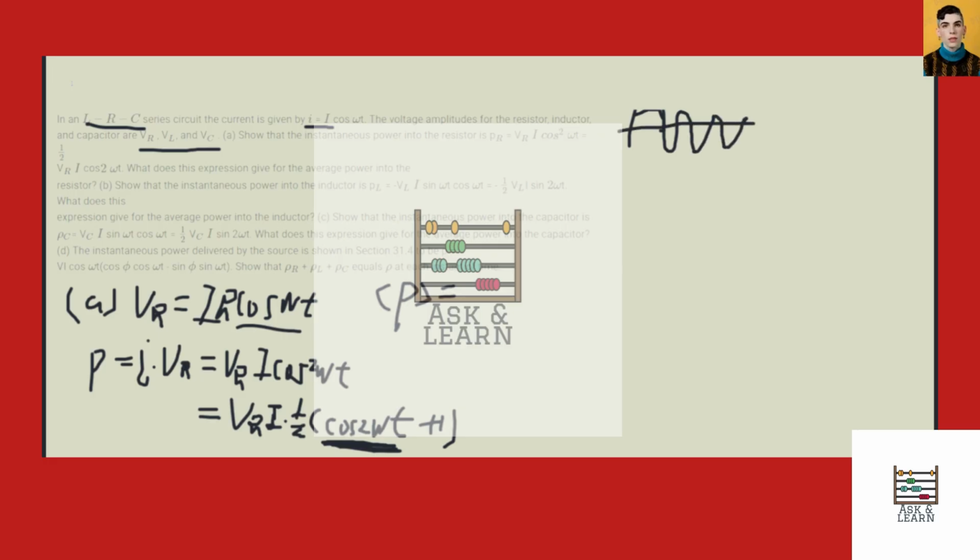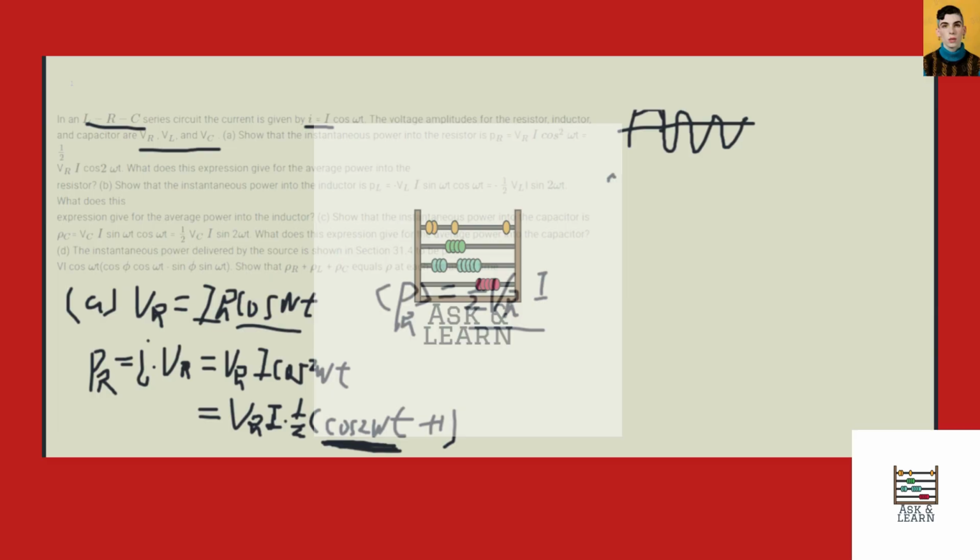So the residue will be the average value of the power, which will be equal to half VR I. Yeah, that's it. So that is the power. So this is PR. Okay.